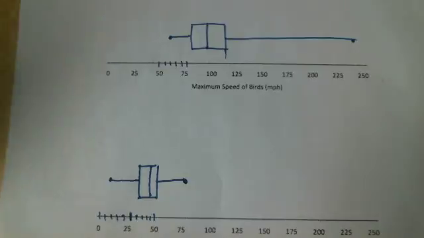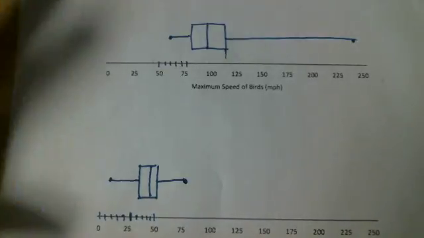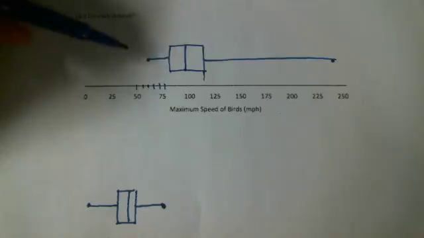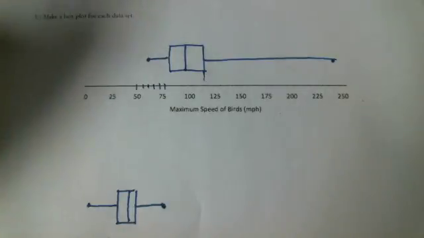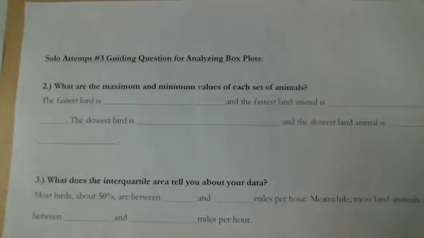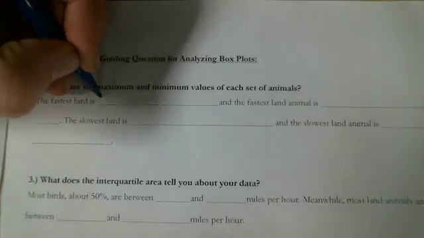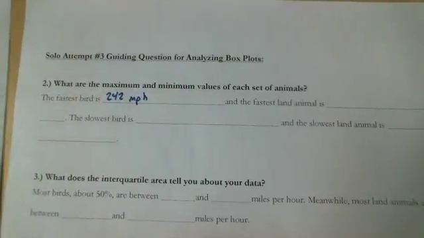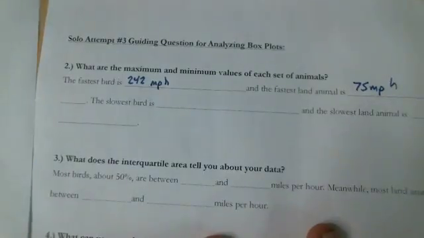And on the very next page, we can actually start to analyze these and try to make a statement about what we see with birds and their maximum speeds compared to the maximum speeds of land animals. Remember, this is the fastest they can travel. So it's their top speed, not what's average, but what's their top speed. So let's take a look here. What are the minimum and maximum values for each animal? Well, the fastest bird is 242 miles per hour, and the fastest land animal is 75 miles per hour. The slowest bird ended up being still 60 miles per hour.